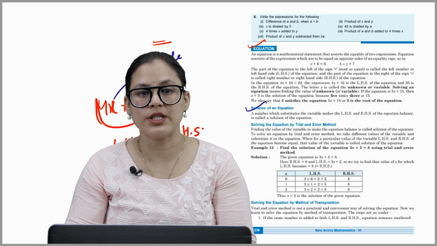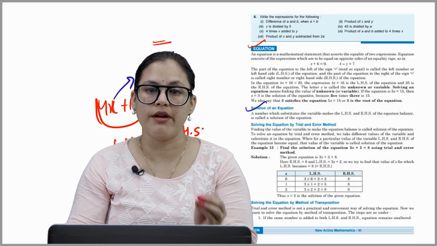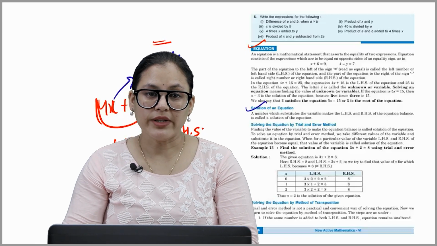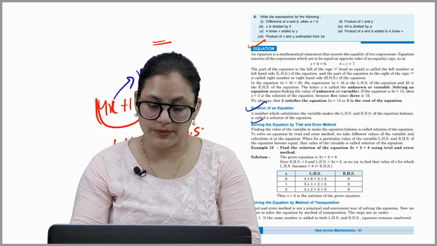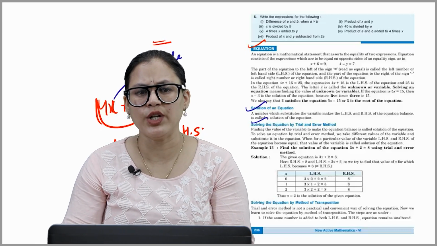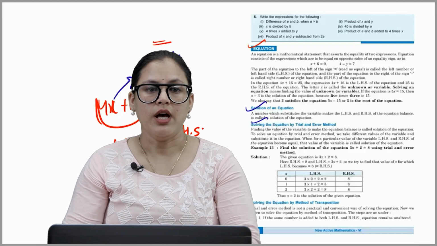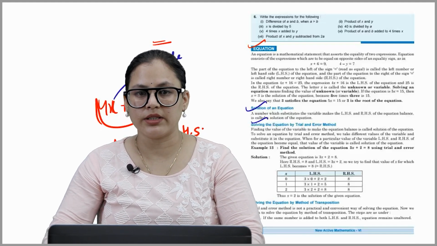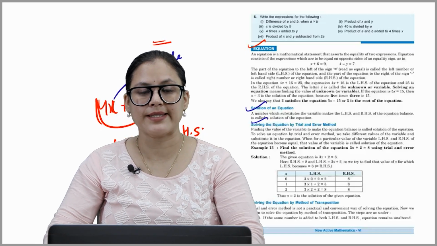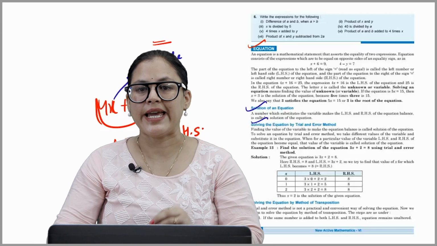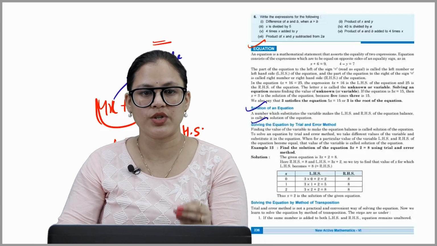Now, solution of an equation. A number which substitutes a variable and makes the LHS and RHS of the equation balance is called a solution of the equation. Solving the equation by trial and error method. Finding the value of the variable to make the equation balance is called solution of the equation. To solve an equation by trial and error method, we take different values of the variable and substitute it in the equation, until for a particular value of the variable, LHS and RHS of the equation become equal.